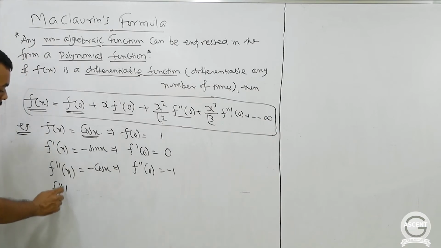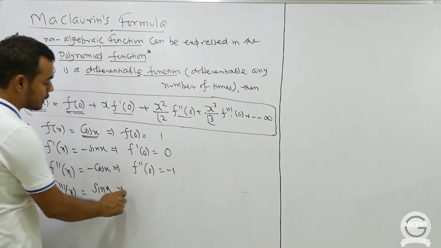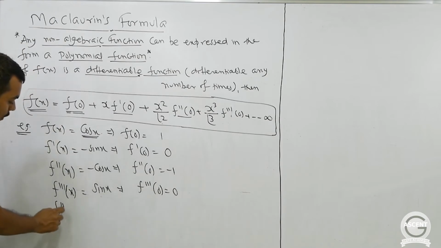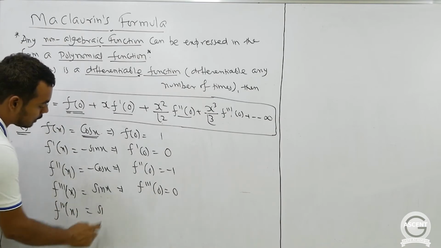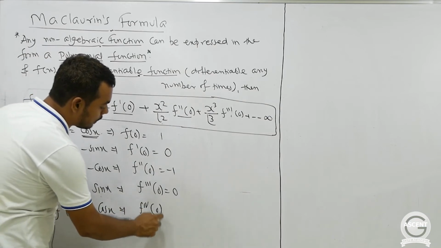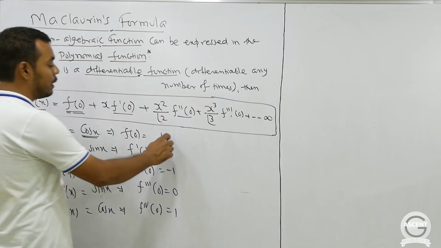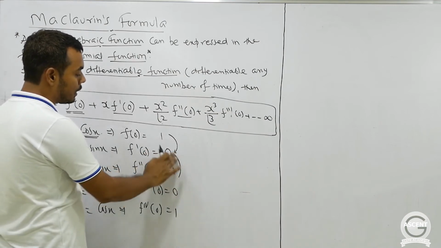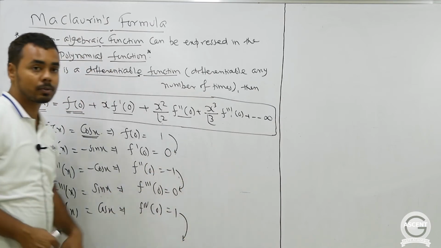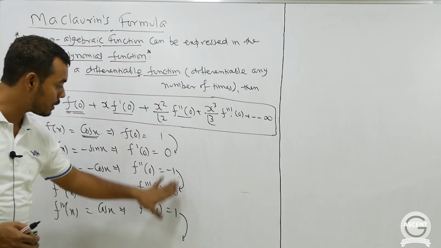Similarly, the third derivative f'''(x) will be sin x, because the derivative of minus cos x is plus sin x. Third derivative at 0 is 0. Fourth derivative will be the derivative of sin x, which is cos x. The value of cos x at x equals 0 is 1. So as you can see, this pattern will repeat. You will get 1, 0, minus 1, 0, again 1, 0, minus 1, 0 and so on.